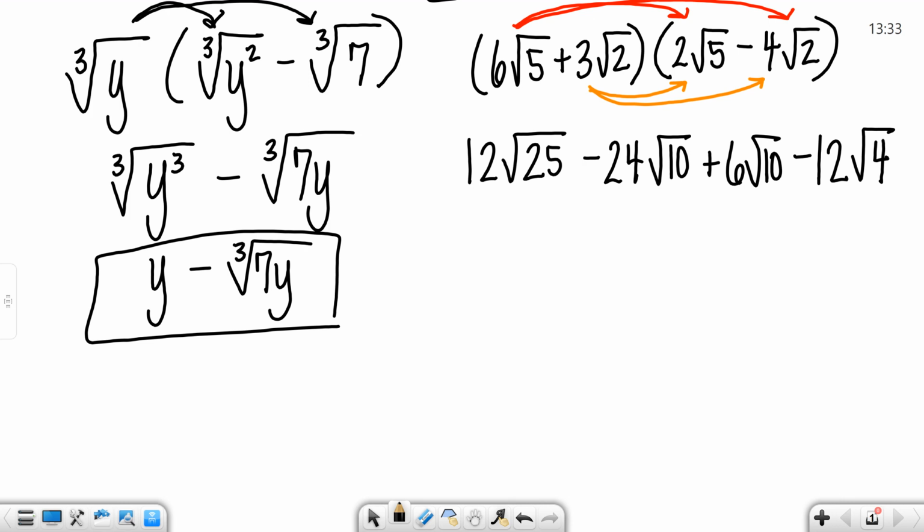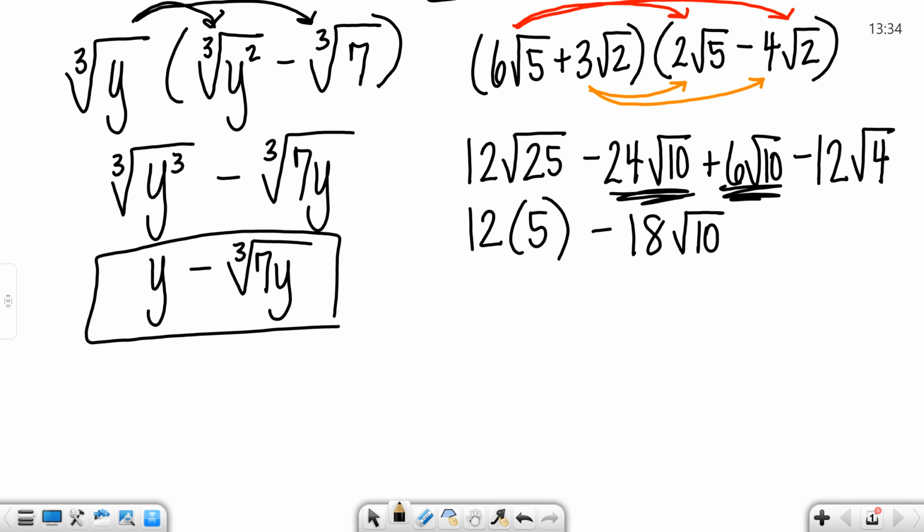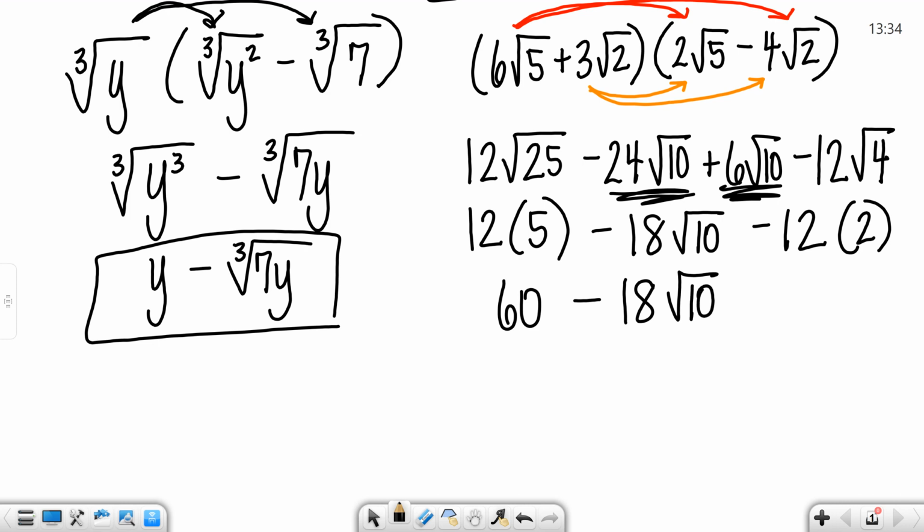All right, now we simplify anything that can be simplified. I know that the square root of 25 is 5. These two in the middle are like terms. They both have a square root of 10, so I'm going to go ahead and do negative 24 plus 6, which gives me negative 18 on the square root of 10. And I know that the square root of 4 is 2. So 12 times 5. We bring down this 18 on the square root of 10, and then negative 12 times 2.